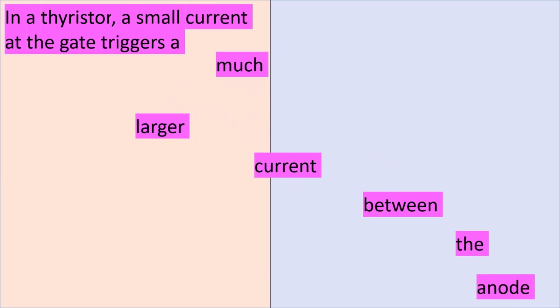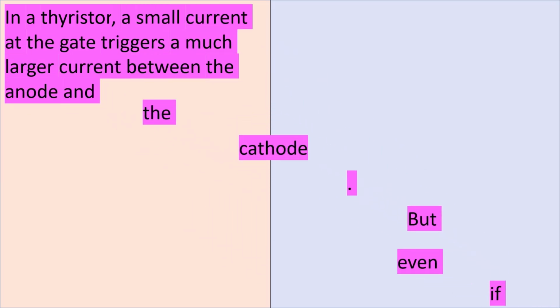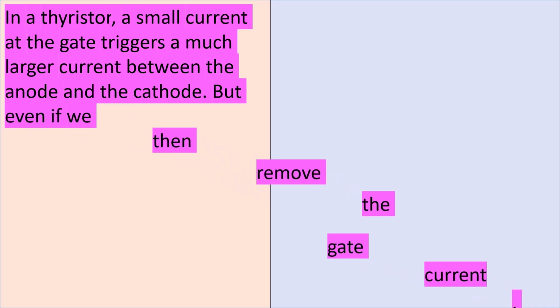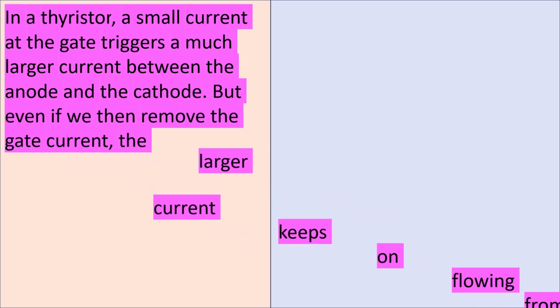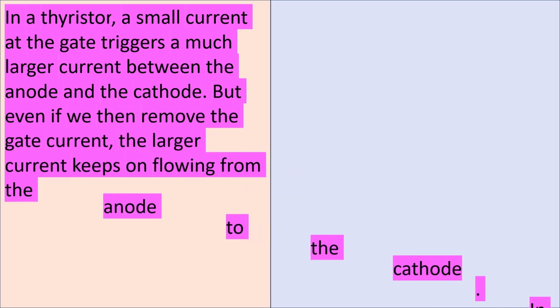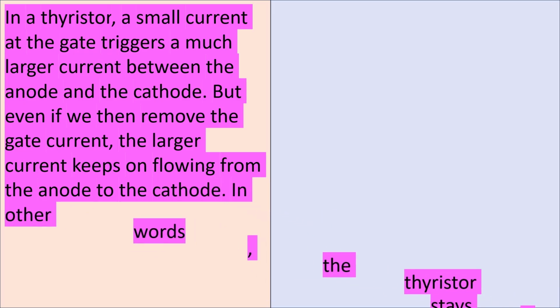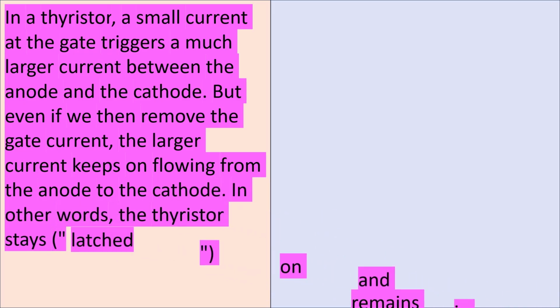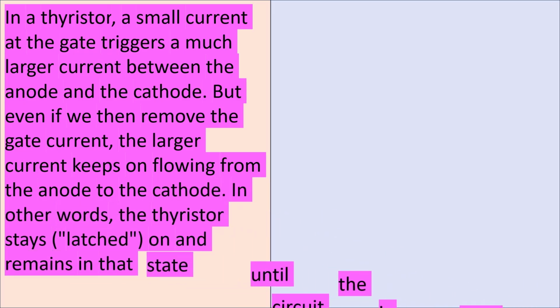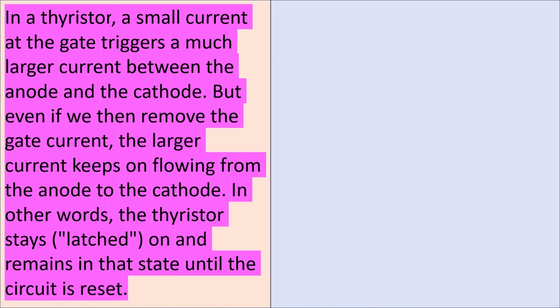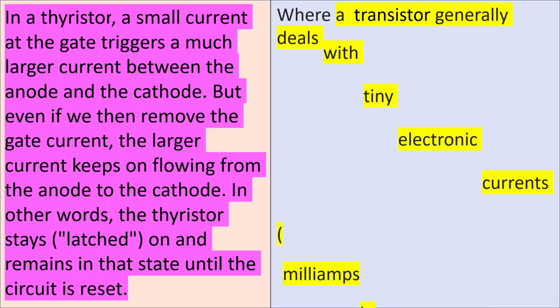In a thyristor, a small current at the gate triggers a much larger current between the anode and the cathode. But even if we then remove the gate current, the larger current keeps on flowing from the anode to the cathode. In other words, the thyristor stays latched on and remains in that state until the circuit is reset.